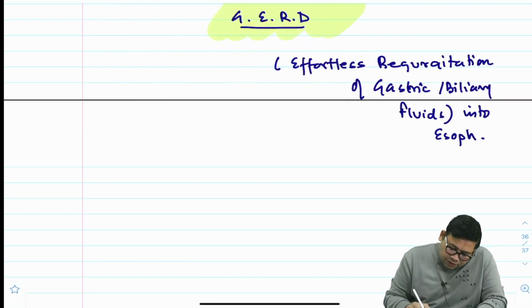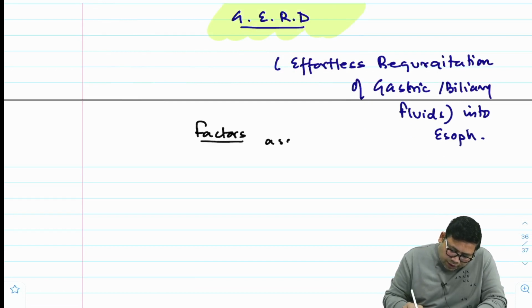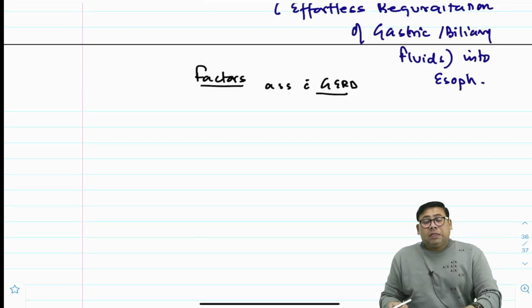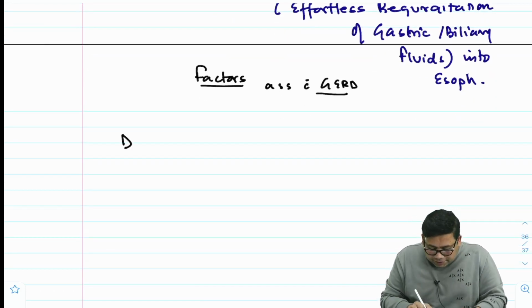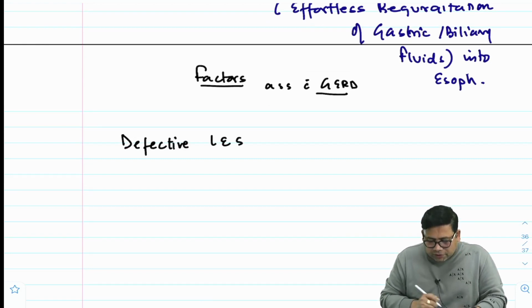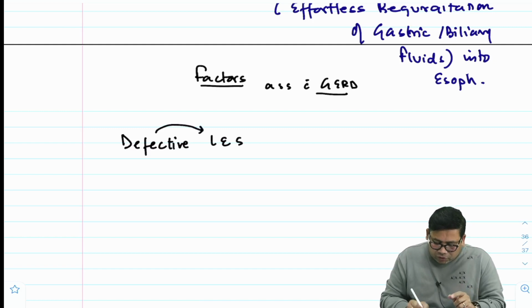So the first thing is, what are the factors associated with GERD? The first thing that you need to understand is a defective LES. So defective lower esophageal sphincter, point number one. There is a defect in the lower esophageal sphincter.